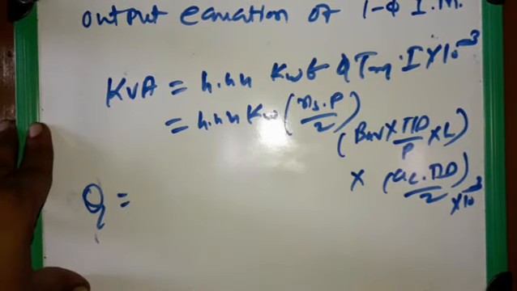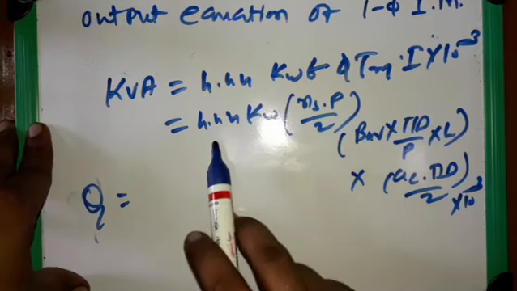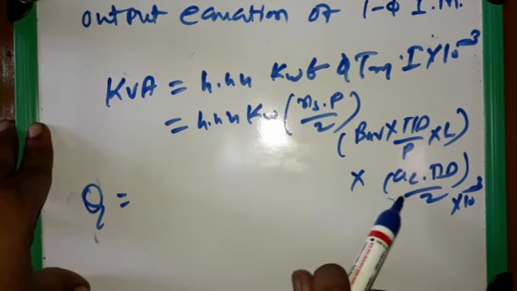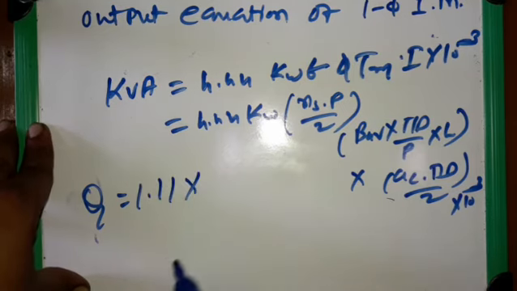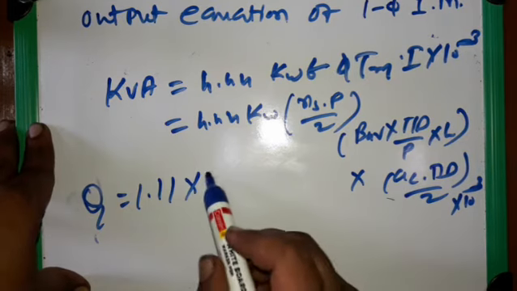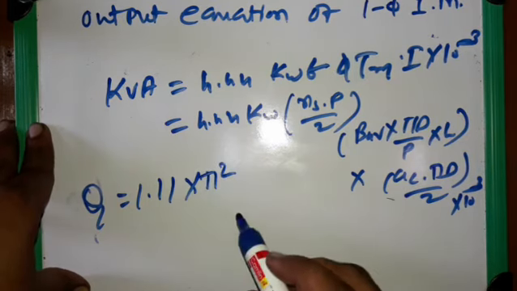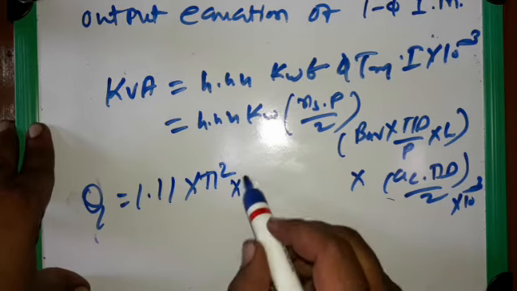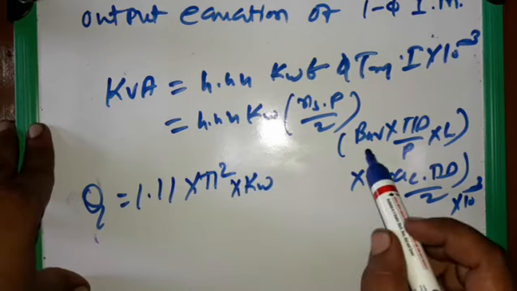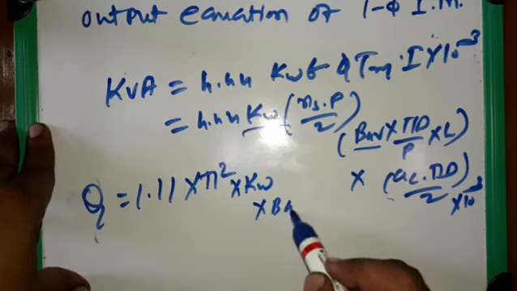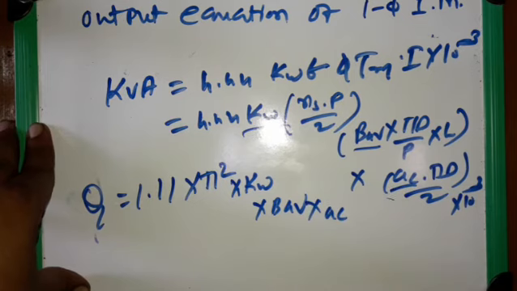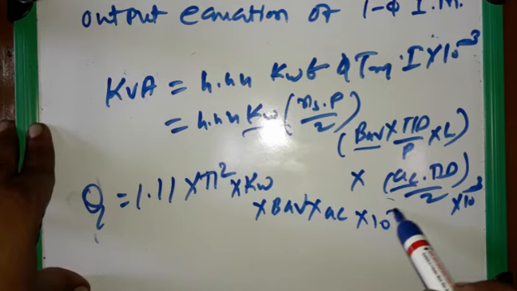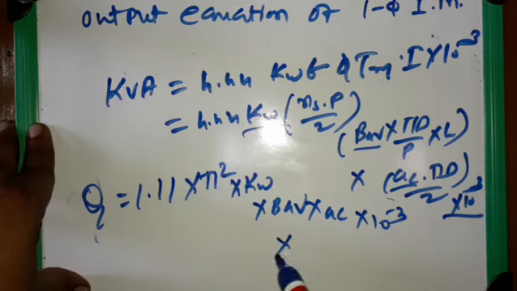Now we multiply: 4.44 divided by 2 we get 2.22, divided by 2 we get 1.11. So 1.11 into pi square into Kw into Bav into ac into 10 raised to minus 3 into D square L into Ns.